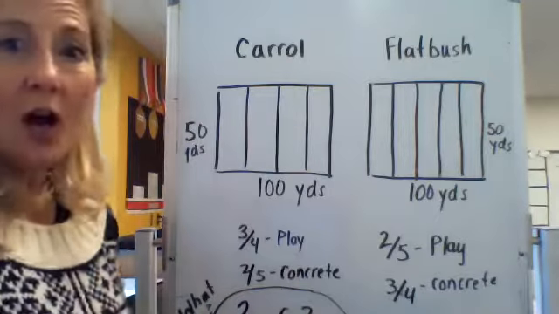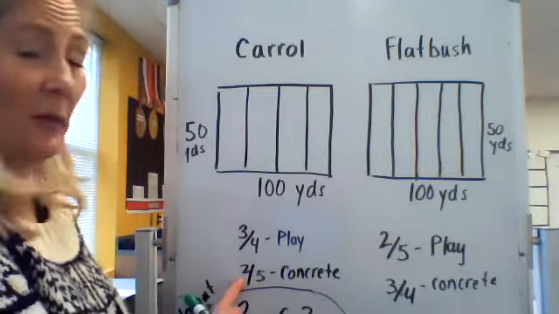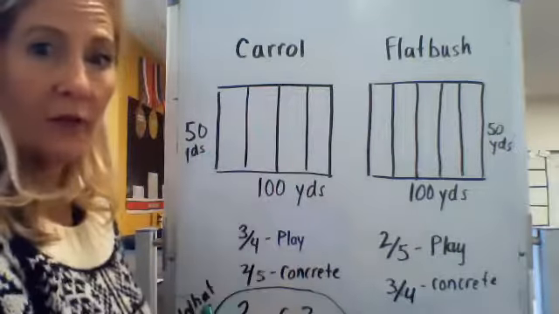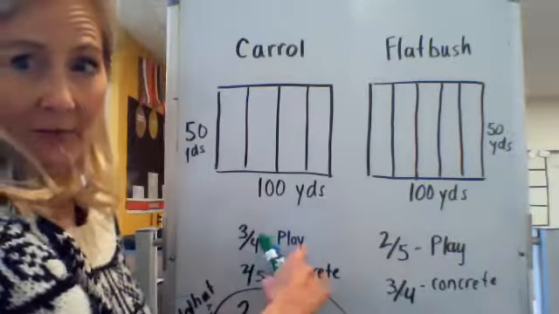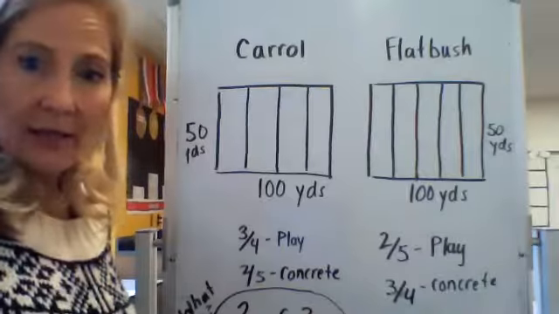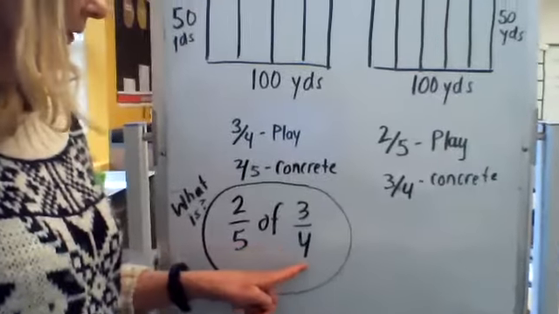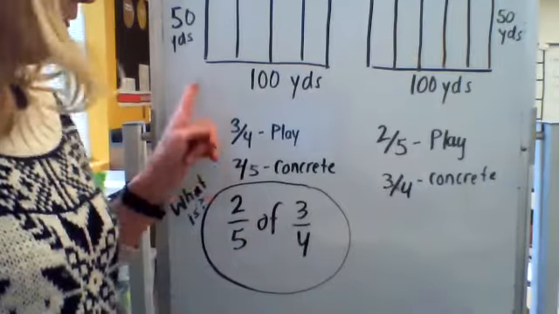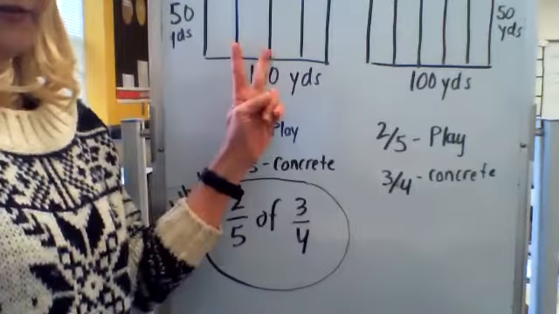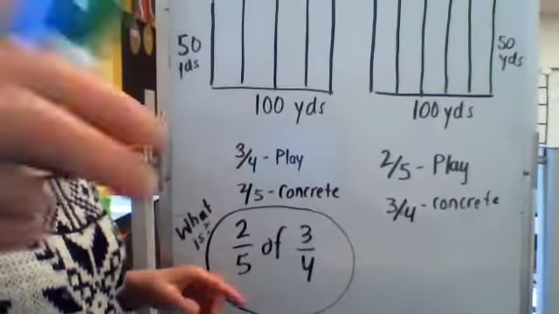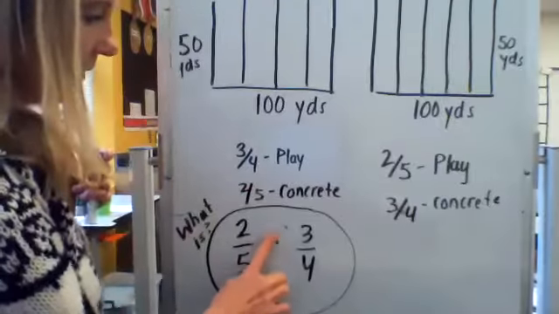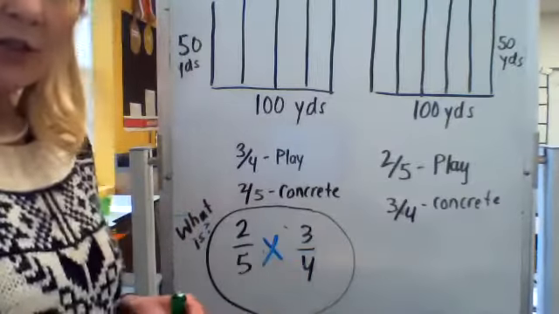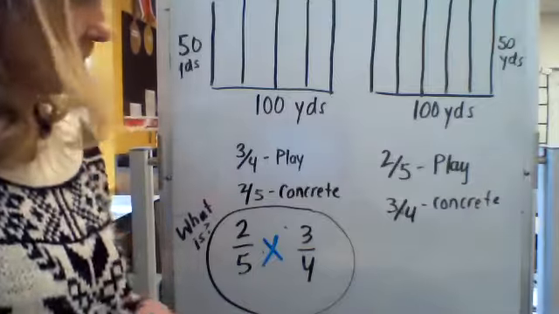So they want to know what 2/5 of the play area was going to be concrete. So not 2/5 of the whole thing, 2/5 of the play area. So what they're asking you basically is what is 2/5 of 3/4? What's 2/5 of this amount? Not 2/5 of the whole, but 2/5 of a fraction of the whole. And we know that instead of writing "of," we could use that symbol. So essentially that's the problem that we're going to be solving.